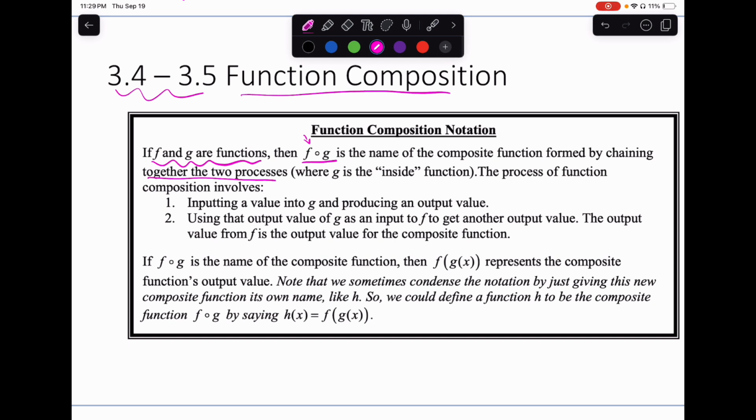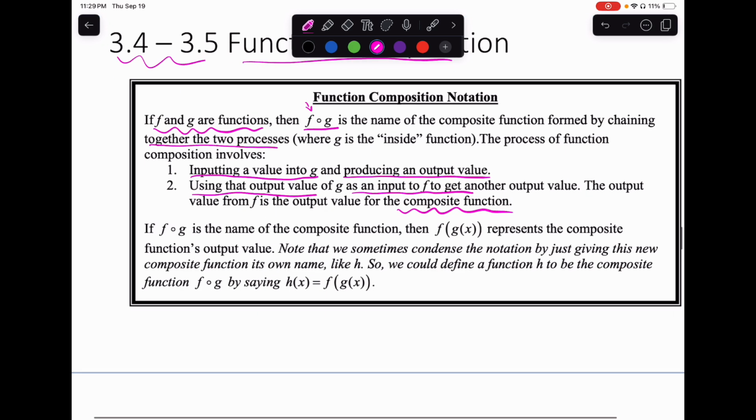It says if we input a value into g, we would get an output value. Then we use that output value of g as an input to f. And then we get another output value. That output value is just going to be the output for the entire composite function. And then again, just to reiterate, f of g is the name of the composite function, and f of g of x represents the composite function's output value. So it's important that you are able to associate those two together.